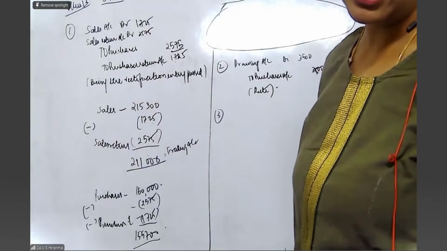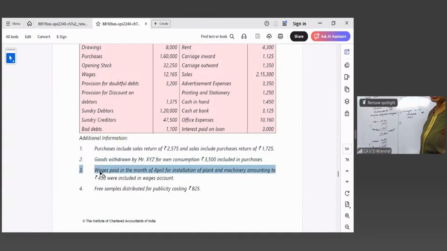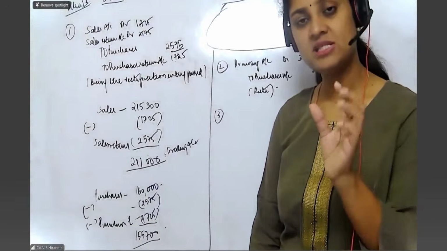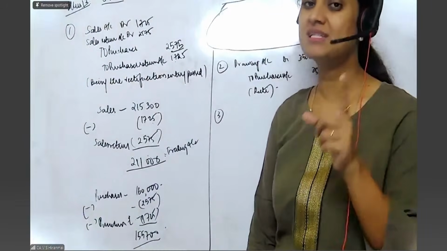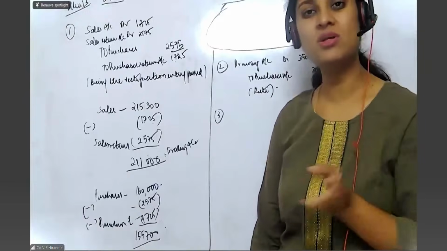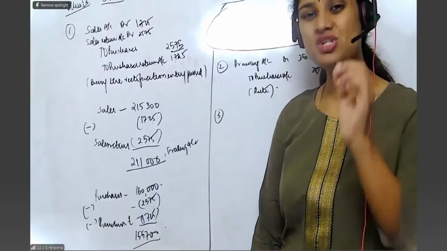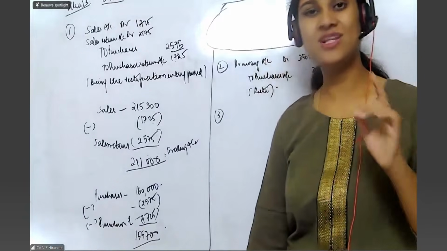The third entry is nothing but they are telling you wages paid for the installation of plant and machinery, 450, were included in the wages account. When you are purchasing a fixed asset and you are giving wages for installing the fixed asset, you should add the wages with the fixed asset amount, not in the wages account. Wages account will be given to the regular workers who are working in the factory. But when you get a machinery, for installing the machinery, if you pay the wages, it should be taken where? It should be taken to the asset account.